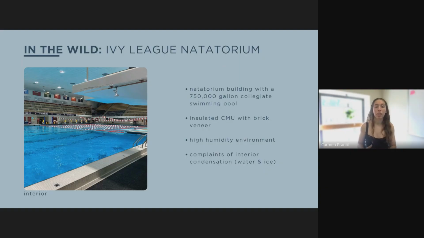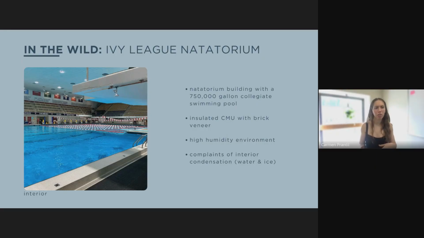And the client called us up and said that they were having issues in closet spaces and locker room changing areas with condensation, but really in the winter months, ice forming on the interior surface of the exterior wall. So in the locker room changing room, they were having ice on those walls.